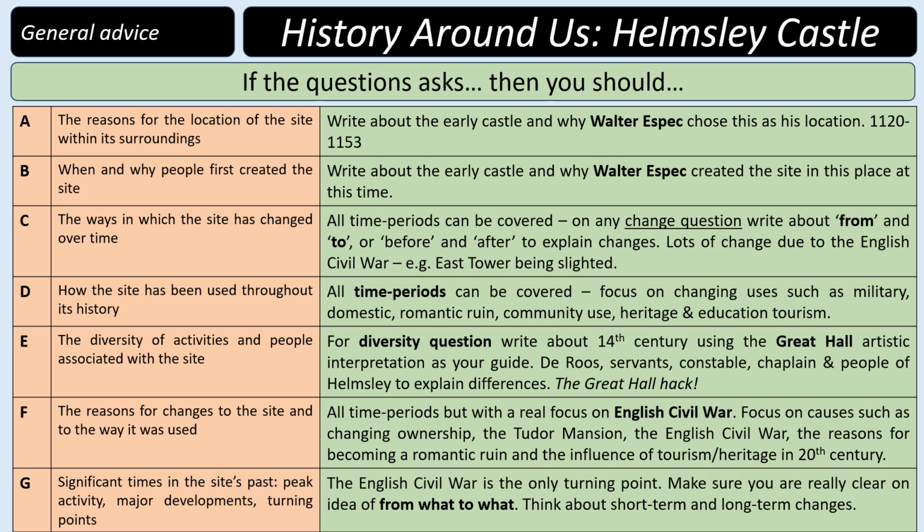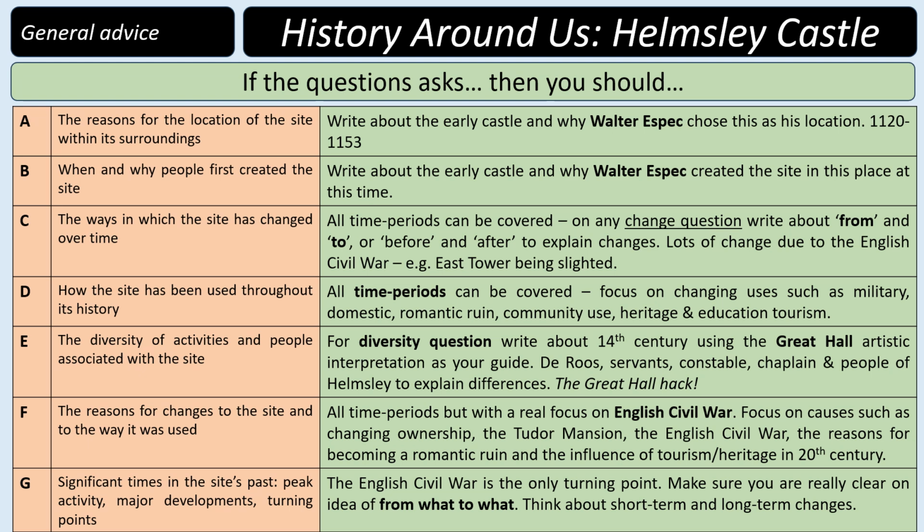The early De Roos is quite military, but then it becomes much more domestic in the 14th century. Obviously the Tudor mansion is domestic. It then has a military use during the English Civil War. Then after that it has a romantic ruin, and then there's the community use in the 19th century, like tennis, for example, or Primrose League meetings. And then in the 20th century, it's heritage and education and tourism as well. So just be aware of that key narrative and what site evidence helps you to understand that.